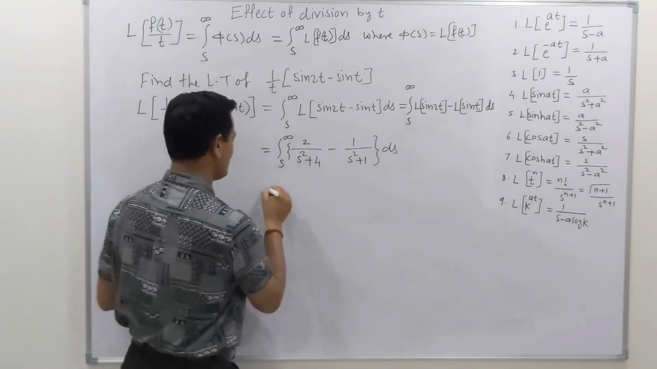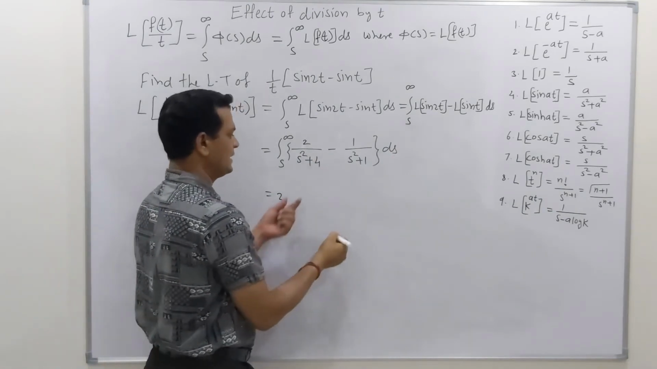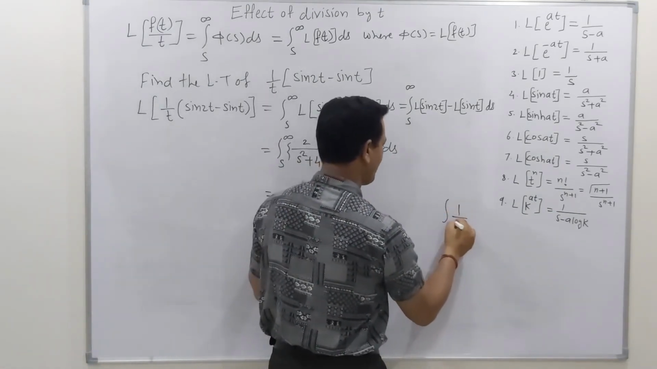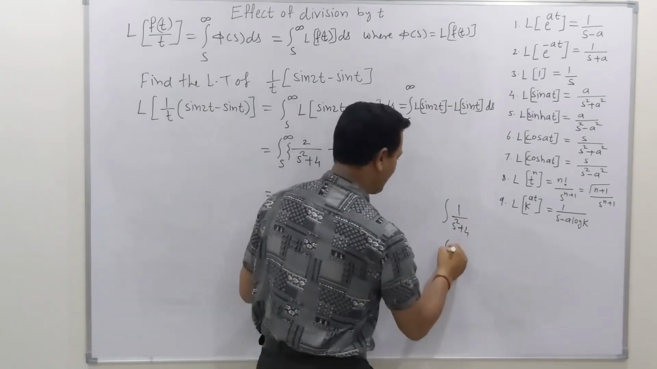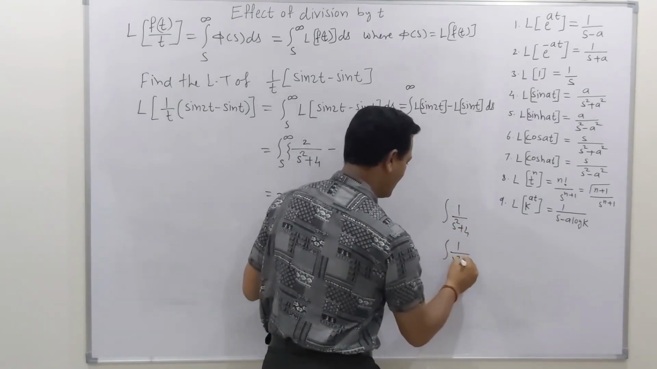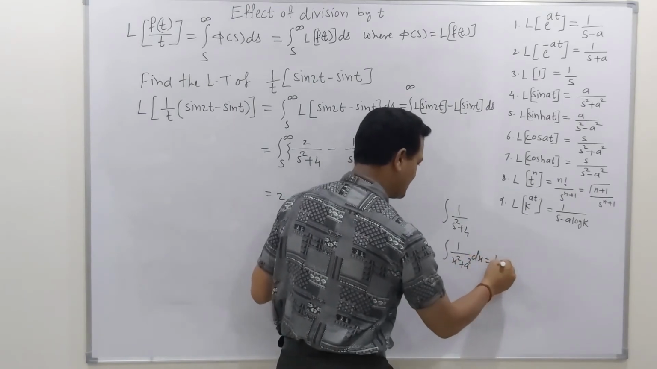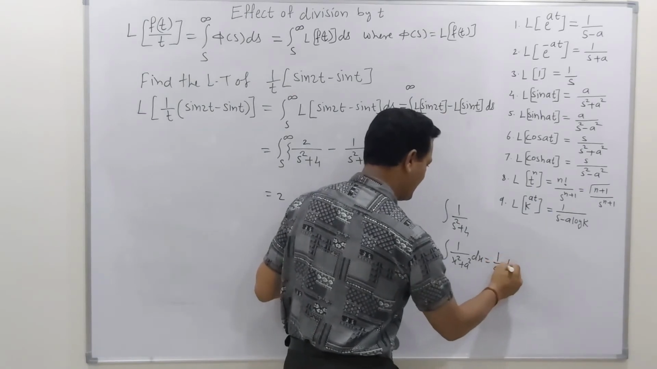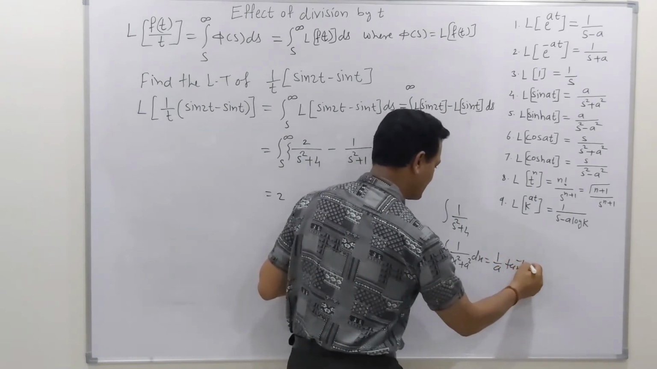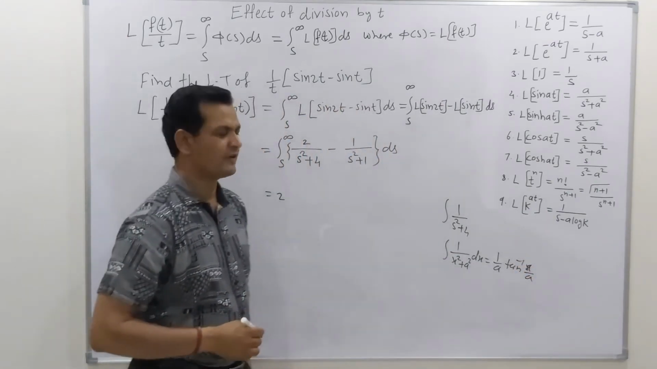So we know that in the first integration this 2 is constant, we take it outside the integration, then this is of the type 1 upon s square plus 4. So this equation is of the type integration of 1 upon x square plus a square dx, and its answer is 1 upon a into tan inverse x by a. So this is the formula for the integration.